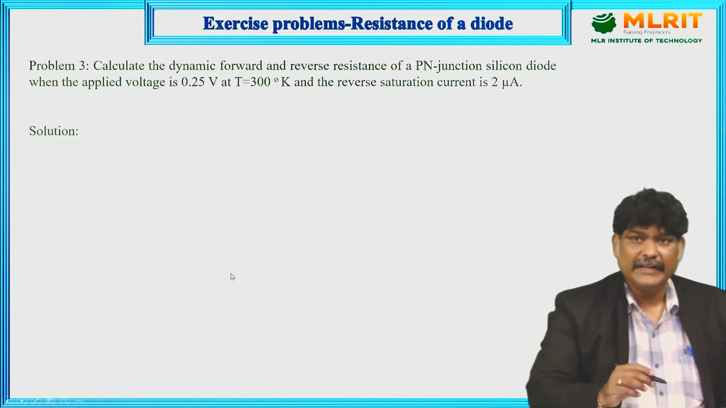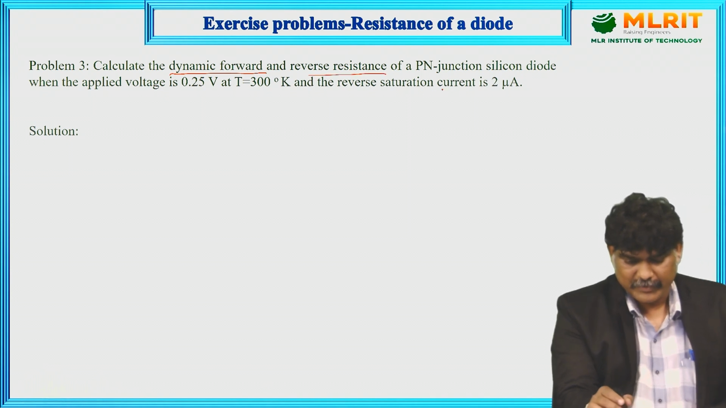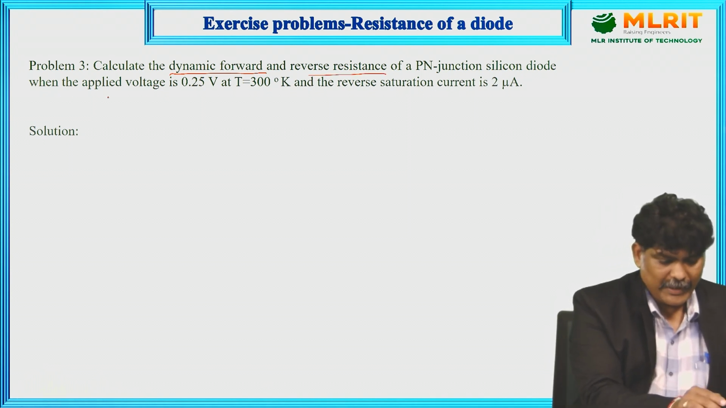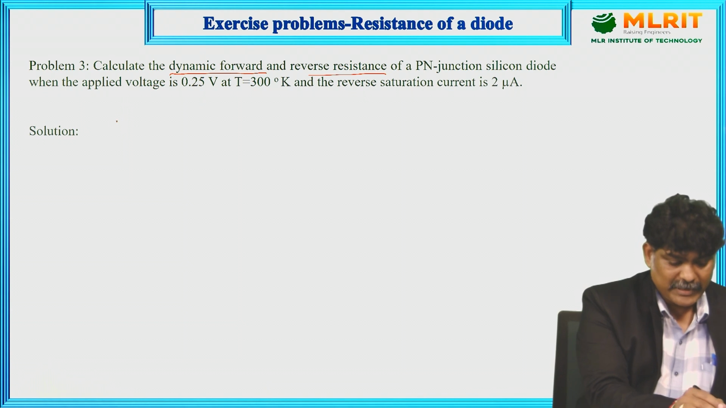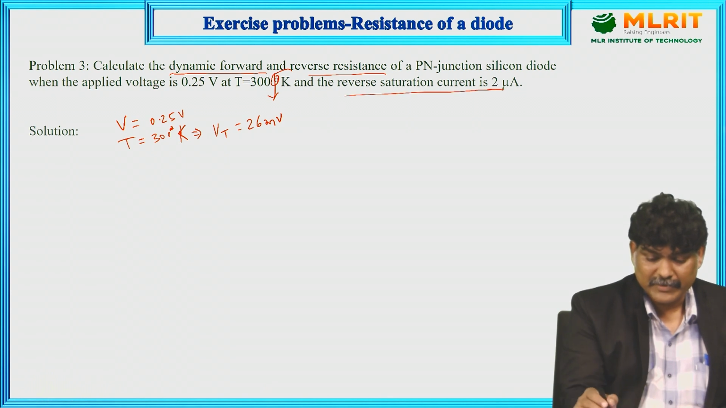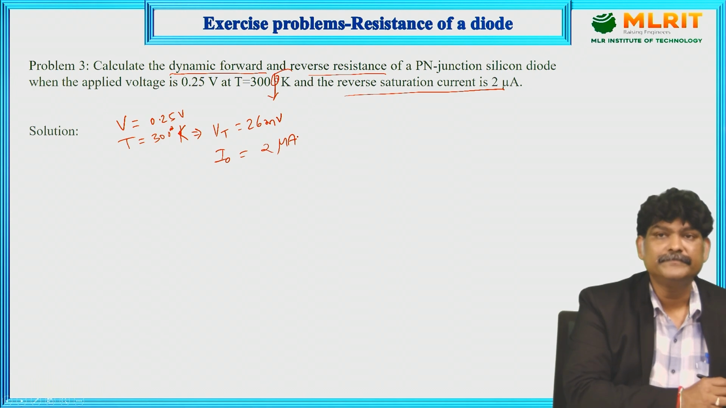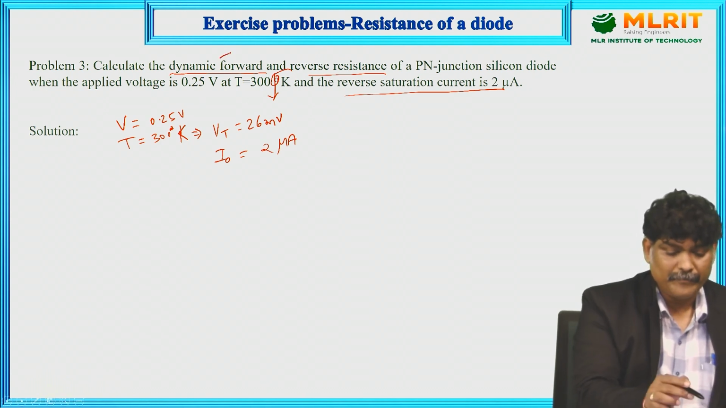So what is the given data we have? Dynamic forward resistance and reverse resistance, both we have to calculate. A silicon diode, when the applied voltage V is given as 0.25 volts and the temperature T is equal to 300 degrees Kelvin. So that implies the volt equivalent of temperature, Vt, is 26 millivolts. And the reverse saturation current I naught is given, I naught is 2 microamperes. So with this data, let us calculate the dynamic forward resistance.